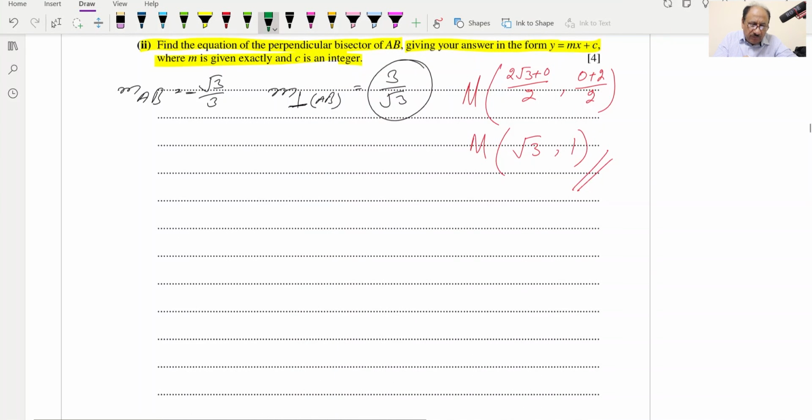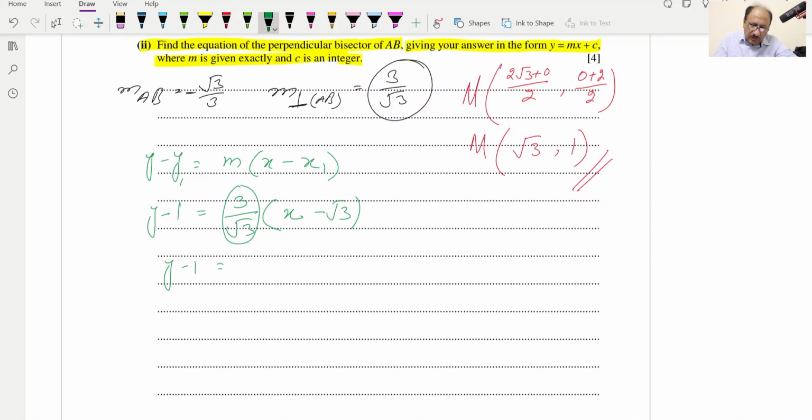We know the equation of a line in point slope form: y minus y1 is equal to m times (x minus x1). So we can write y minus y1, which is 1, is equal to m, which is 3 over root 3, times (x minus x1), so x minus root 3. Now we can rewrite this as x minus 1 is equal to this one.